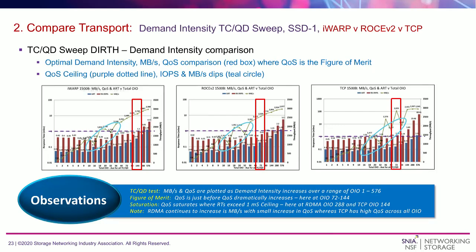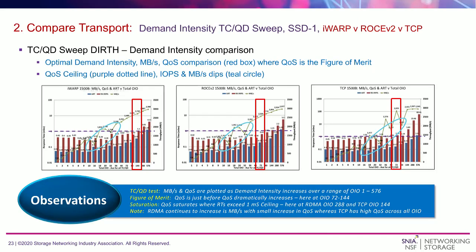In this case, we can see that for iWARP, the green line is the megabytes per second. As we turn up the demand intensity from 1 to 576, we go from 100 megabytes per second up to almost 3,000 megabytes per second, and it continues to increase on the right. If we were to go from 576 to 1,000, perhaps that green line would go from 3,000 to 3,500. But again, the figure of merit is quality of service response time.